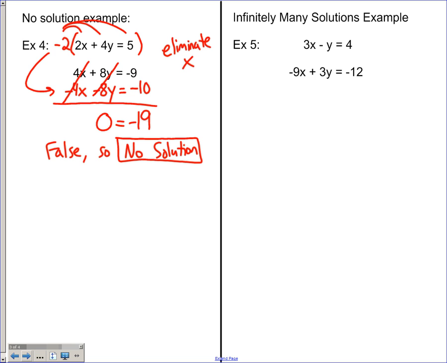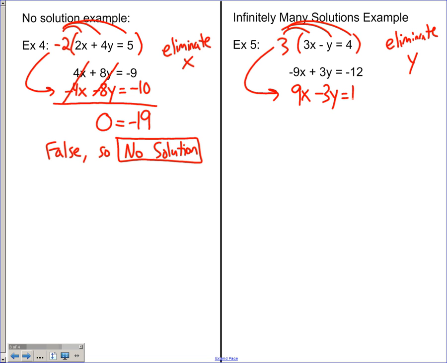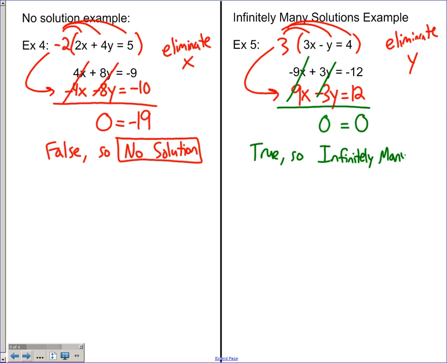And our final example for the day, here we can eliminate, let's eliminate y because I have a positive 3y and a negative y. I'm going to multiply the top equation by a 3, and we'll see what happens. That's going to create a negative 3y, so that's good. It's also going to create a 3 times 3 gives me 9x, so 9x minus 3y equals positive 12. And you can see when I add together my new first equation and my second equation, x's cancel out, y's cancel out, so I get 0. And negative 12 plus 12 is also 0. So that's a true statement. 0 equals 0. So we have infinitely many solutions.